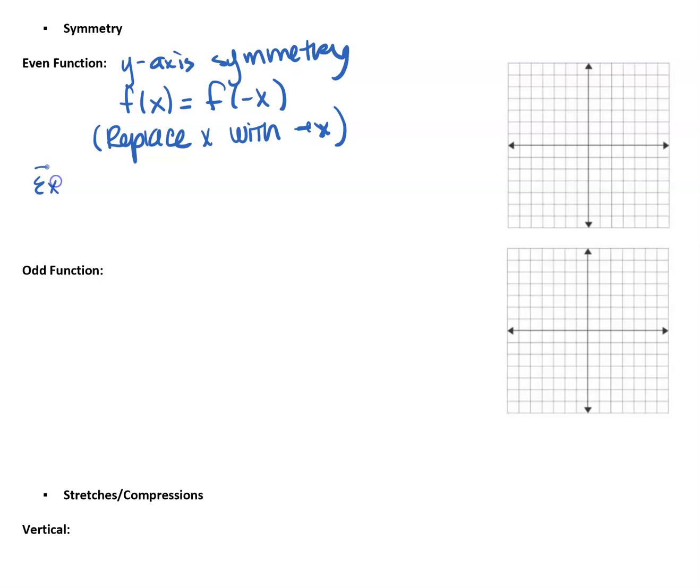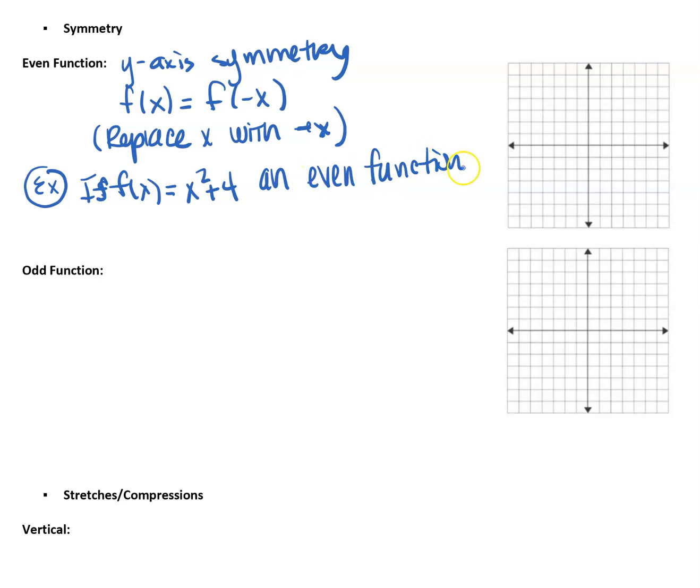So let's do an example. Say we have the function, and it asks, is f of x equal to x squared plus 4 an even function? So we check: is f of negative x, which is applying a negative x everywhere you had a positive x, equal to the original? Well, you can see that when I take negative x and square that whole thing, that outputs a positive x squared, which is what we started with. And since that is the same as the original, it is even.